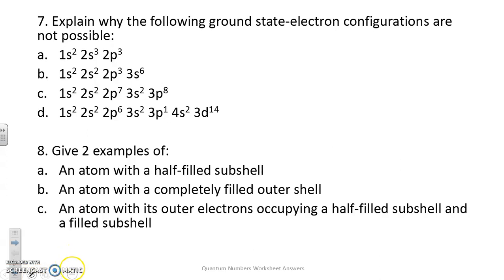Okay, so explain why the following ground state electron configurations are not possible. Remember, if it's a ground state electron, the s orbital can only hold 2, the p can only hold 6, the d can only hold 10, and the f can only hold 14. Also, if it's a ground state electron, that means it has to have the lowest energy possible. And in order to have the lowest energy possible, you have to fill in the lowest energy first, right? So 1s2, 2s3 can't be possible because it has a 3 there.